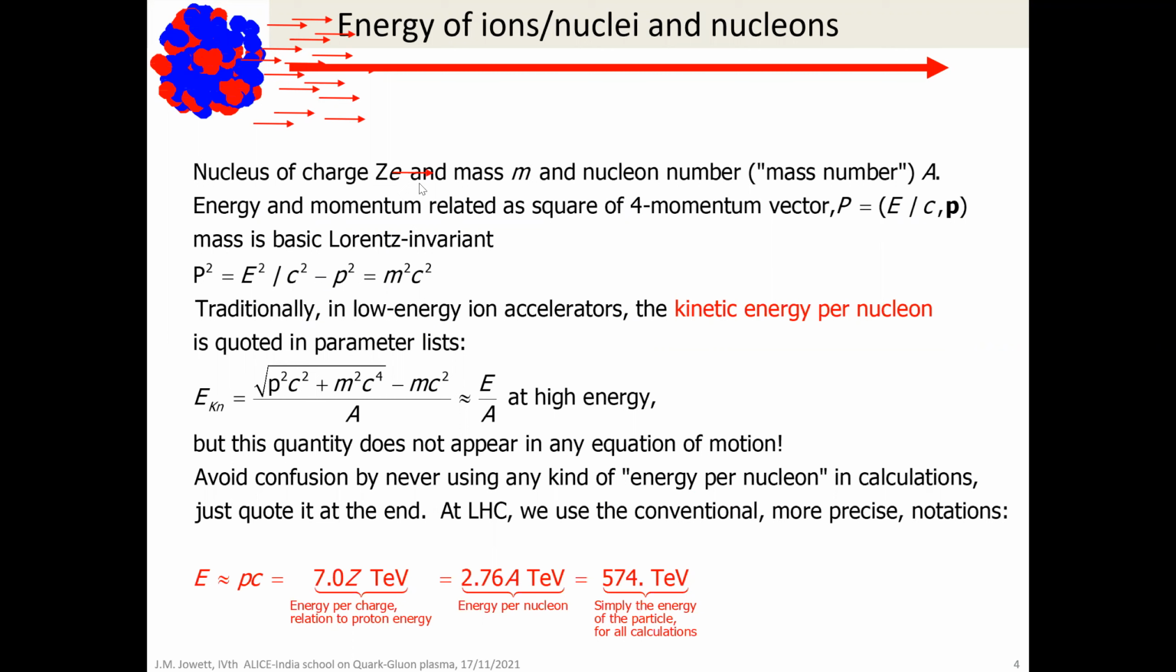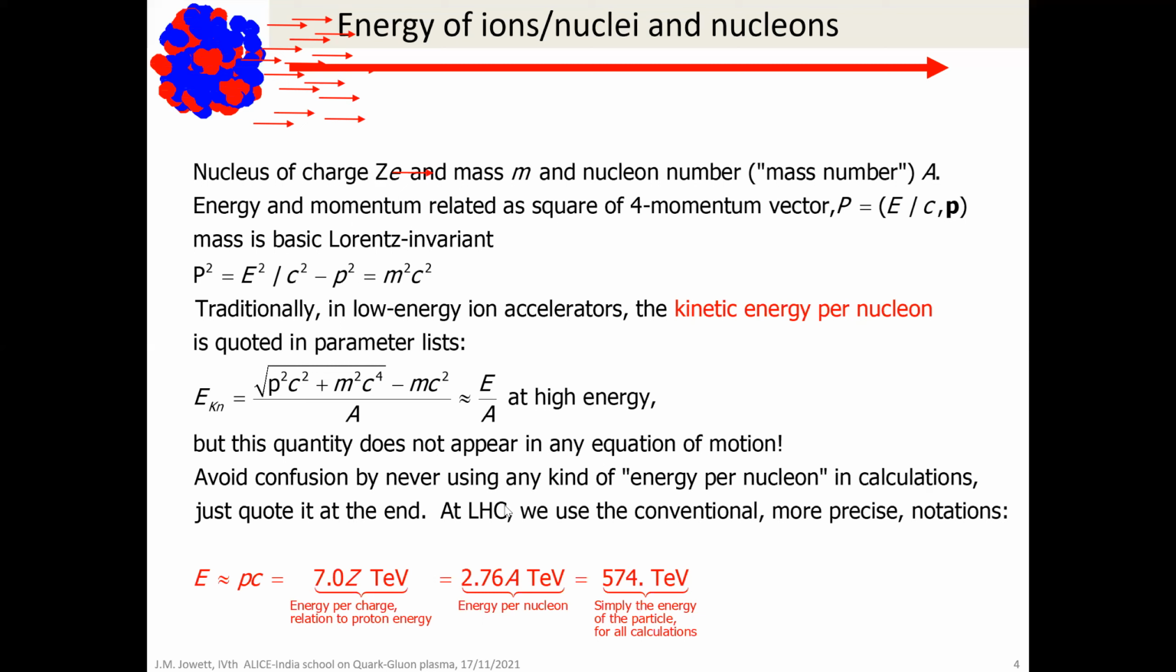Of course, you basically just have a particle with a charge Ze and a mass M. Its total momentum squared is given by the usual relativistic formulas. However, you have to watch out that especially in low energy ion accelerators, when people quote the energy, they sometimes don't specify what they're quoting, but what they usually quote is the kinetic energy per nucleon. So this is the total energy minus the rest energy, divided by A, which is approximately E over A at very high energies. But if you look at the low energy injectors, this will be quite different.